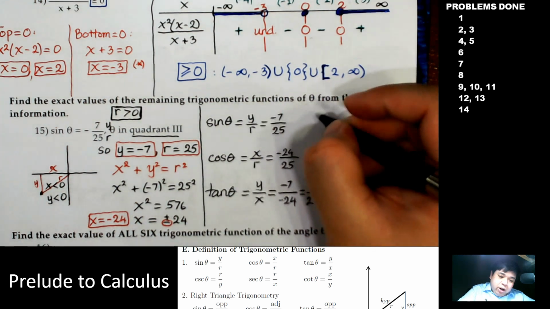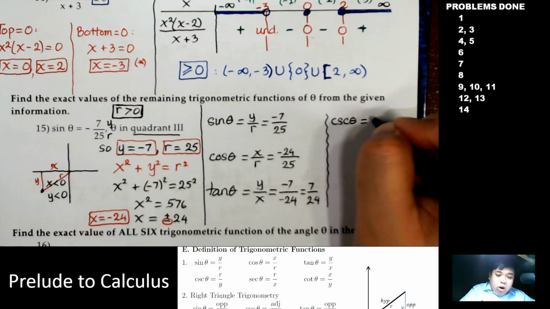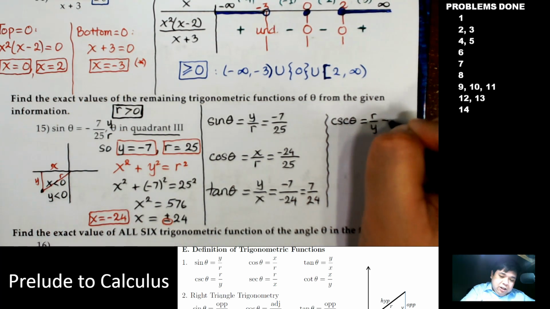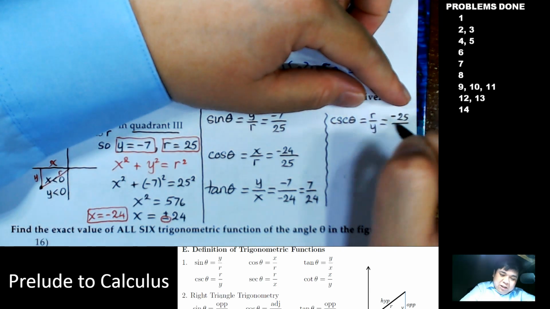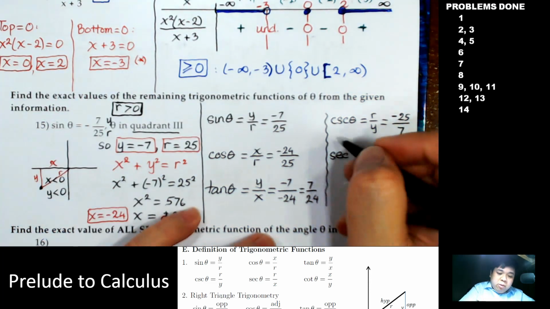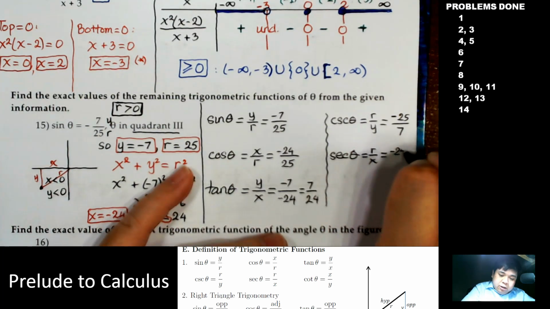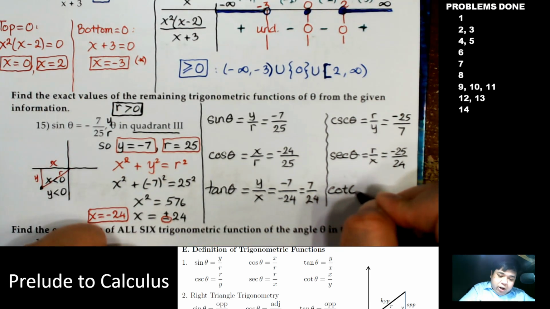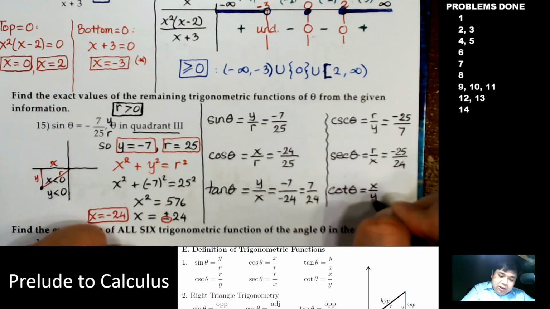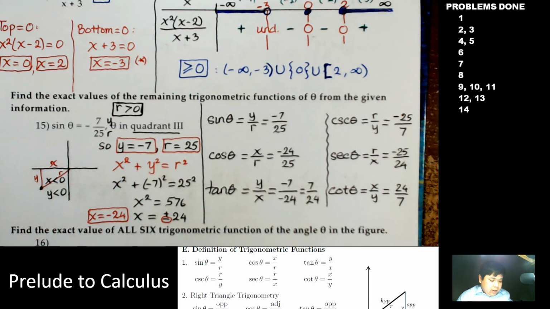And reciprocal of sine is cosecant. So we just flip this, or we write r over y. Either way, it will be 25 over negative 7. Just keep the negative on top. And secant is the reciprocal of cosine. So we flip this, and cotangent, reciprocal of tangent. Right, so we have that.